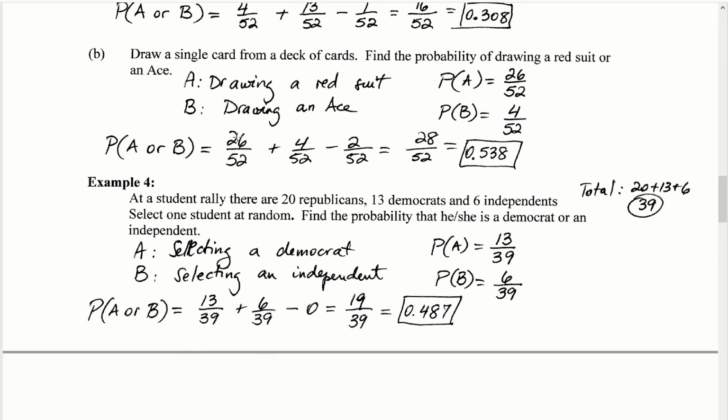Well, half the deck is red, so that's going to be 26 out of 52 for the probability of drawing a red card, plus the probability of drawing an ace. There's 4 aces out of 52, minus the probability of drawing a card that is simultaneously red and an ace. In the deck, there are 2 red aces, namely the ace of hearts and the ace of diamonds. So the probability of drawing a red ace would be 2 out of 52, and altogether we get that this total probability is going to be 28 out of 52, which should simplify to 0.538.